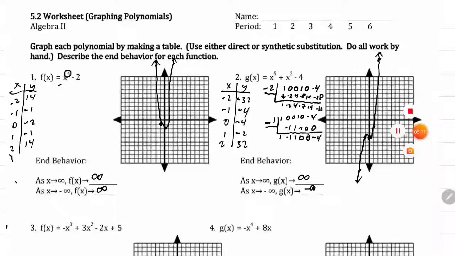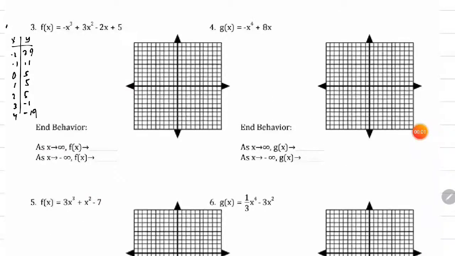Next problem. Alright, number 3. So I'm going to go a little bit faster. I already calculated all our points using synthetic substitution. I'm going to show you another example of synthetic substitution just so you keep getting practice.